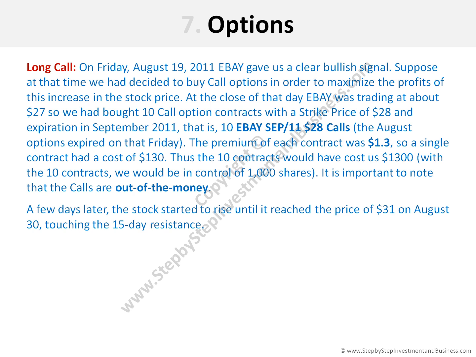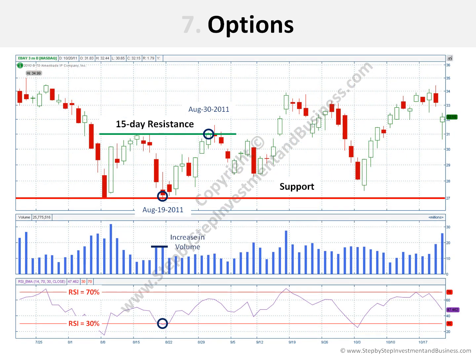A few days later, the stock started to rise until it reached the price of $31 on August 30, touching the 15-day resistance. That can be seen here. We buy the calls on August 19, the day we got the bullish signal, and a few days later, on August 30, the stock reached the price of $31, touching the 15-day resistance.